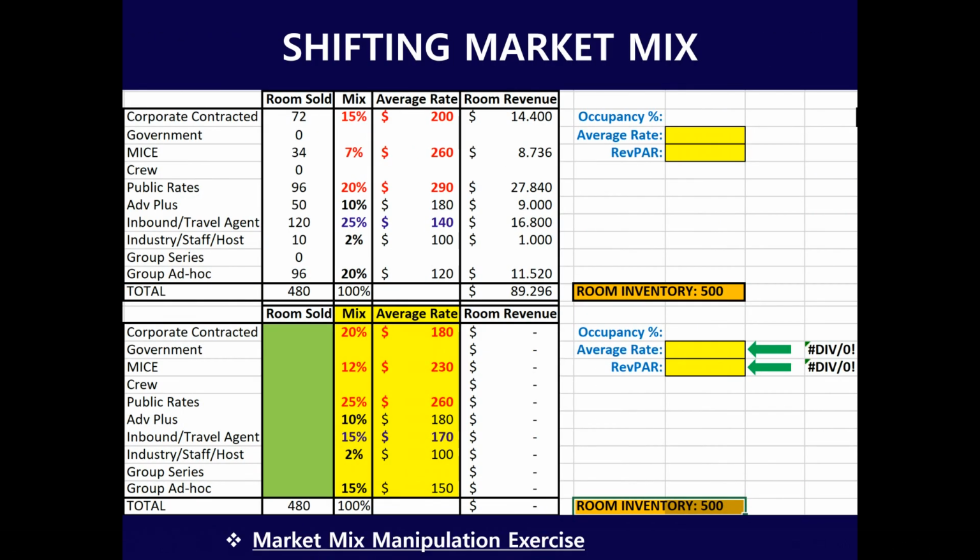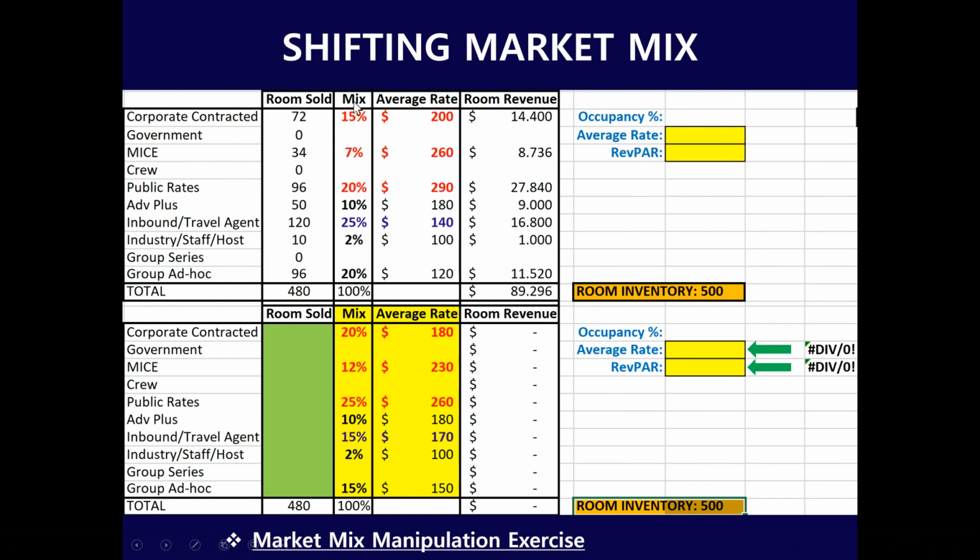Now, let's see how a shifting market mix can help a hotel improve financial performance. This is one example I came up with to show you. This time we are going to use a trendy market segmentation mix. So we are not using business individual, business group, leisure individual, leisure group anymore. We are going to use corporate contract, government, MICE crew, public rates, Advantage Plus, inbound, industry rate, group series and group ad hoc as our market segmentation mix.